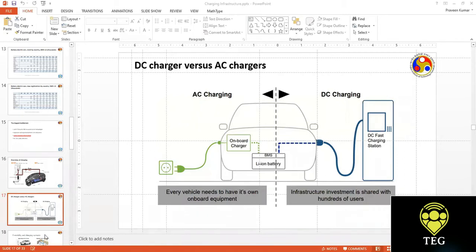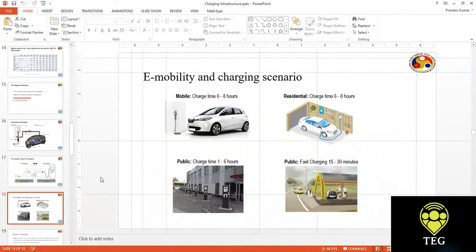Now, if we go further into the charger classification, there are various kinds of charging systems that one can look into. You can have something known as a mobile charger. If you have a mobile charger, it will take around 6 to 8 hours to charge the vehicle. So a mobile charger is a slow charger. Then we have the residential chargers, which are at home. It takes around 6 to 8 hours again. So these are also slow chargers.